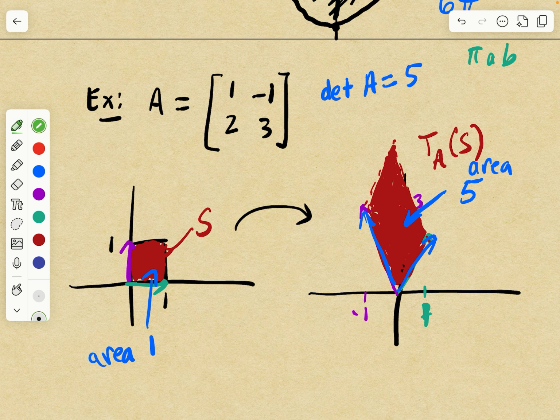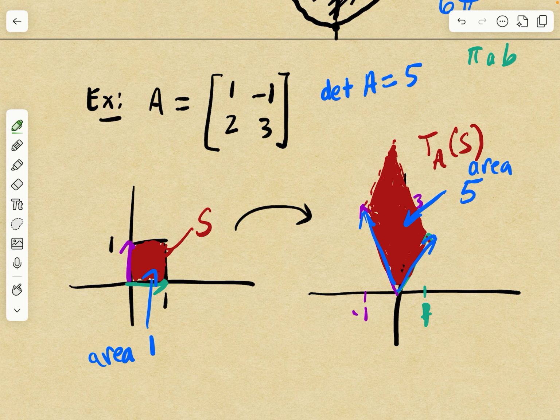And in R3, the analog of the parallelogram is something called a parallelepiped. So it's like a box, except, instead of the edges being rectangles, you have parallelograms.